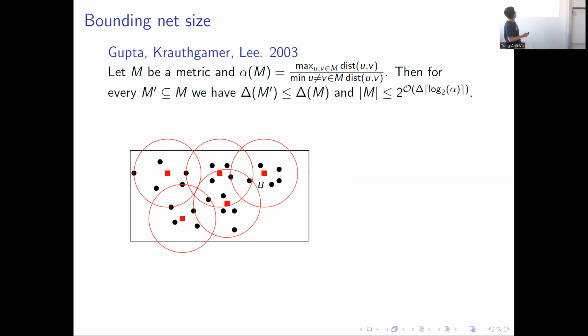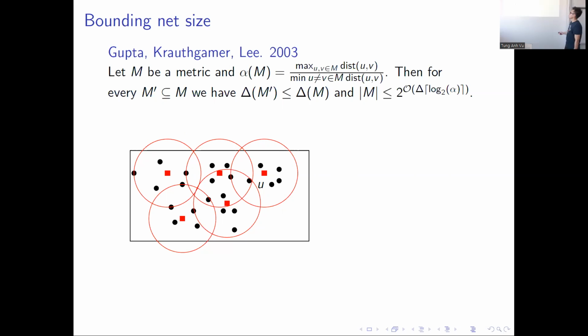But very fortunately, there's a theorem which says that if your metric has the following property, that the minimum distance between 2 points is, let's say, 1, and the maximum distance, or its diameter, is also bounded. Then if I capture this number by alpha, then the number of points in this metric can be bounded by logarithm of diameter times doubling dimension, and exponential in this number.